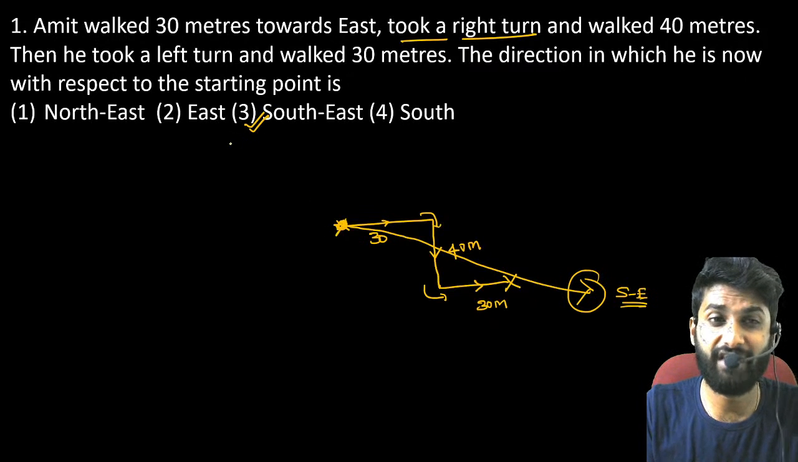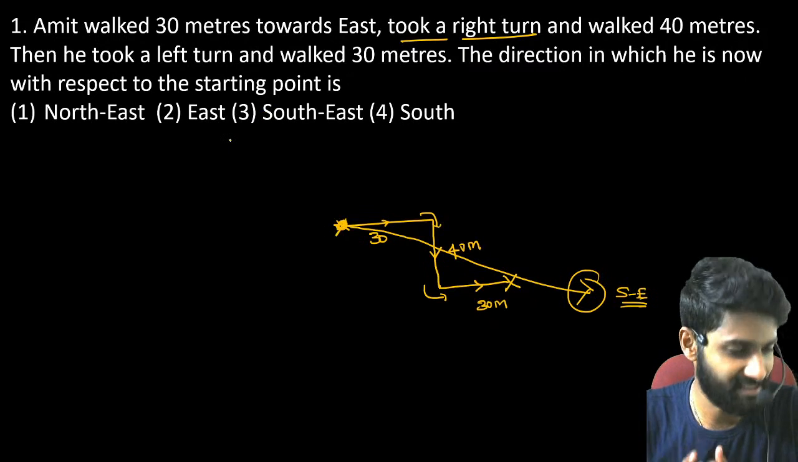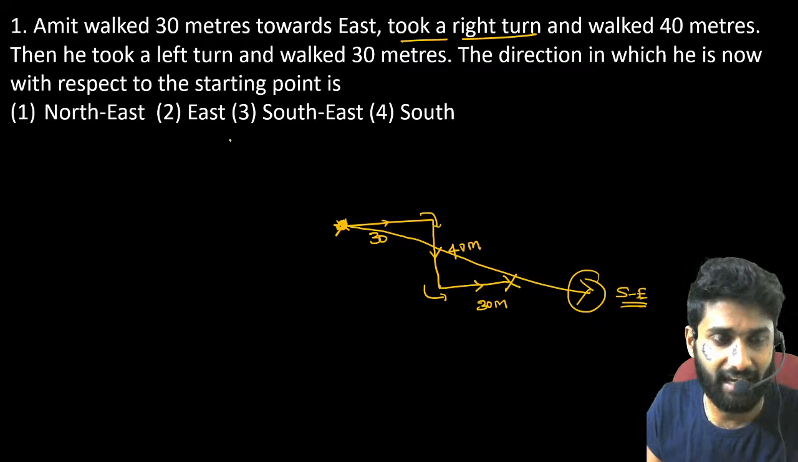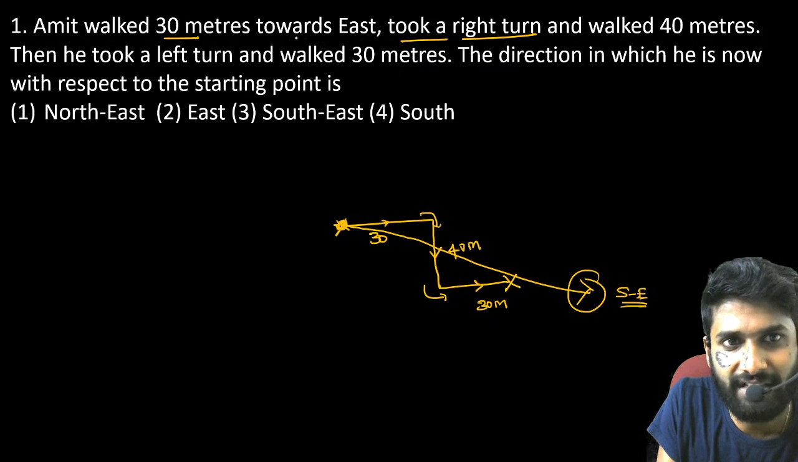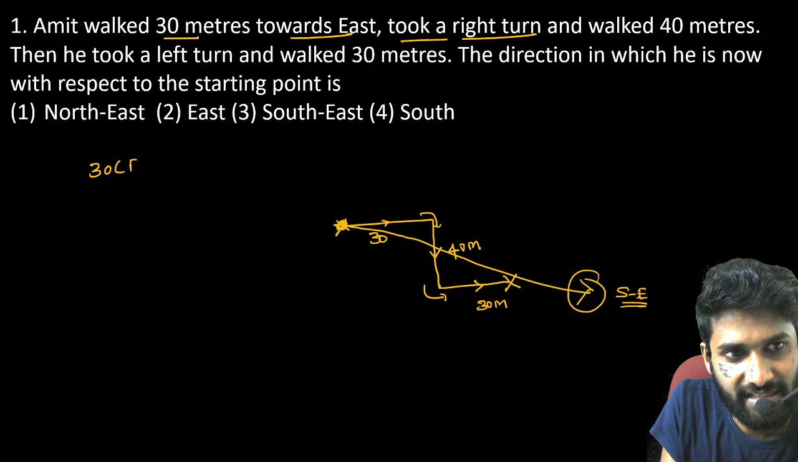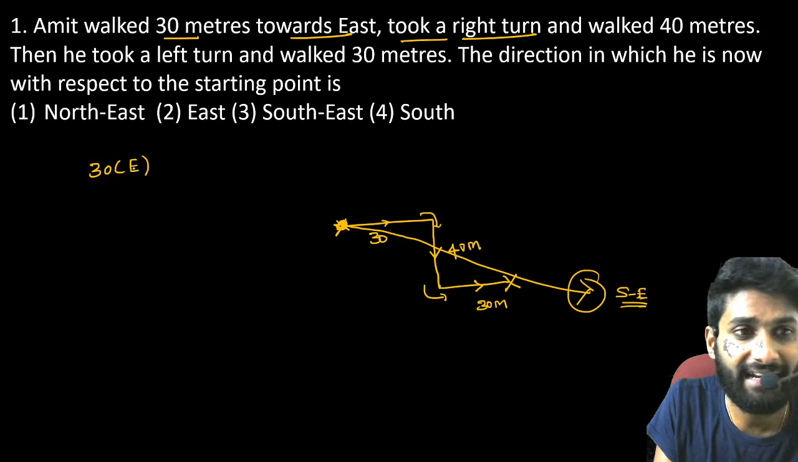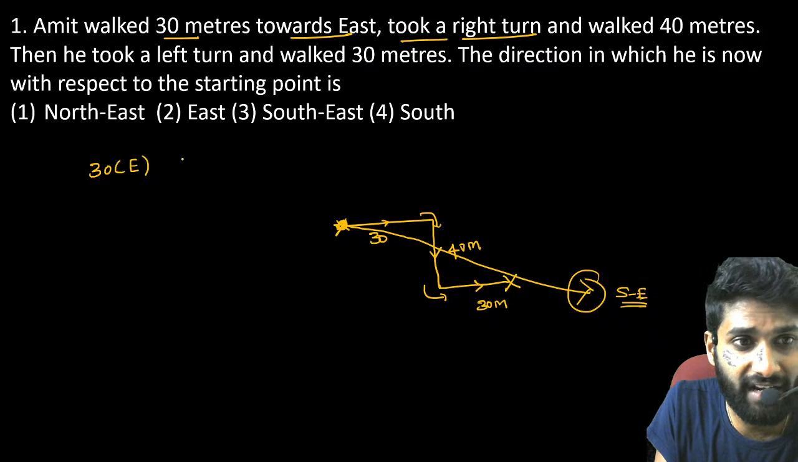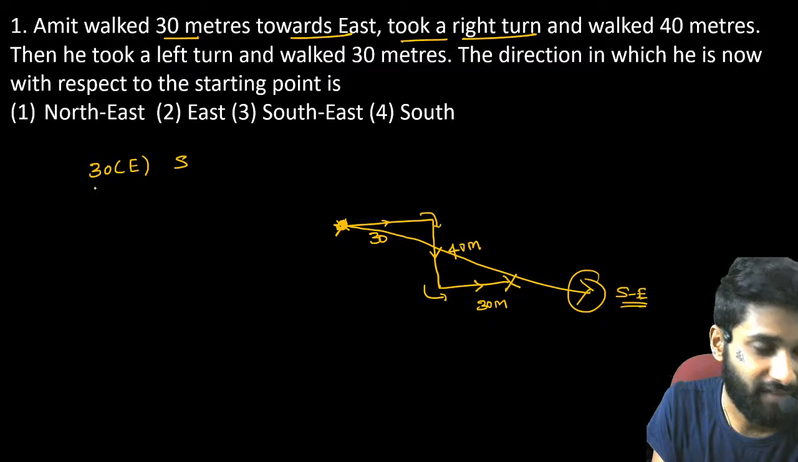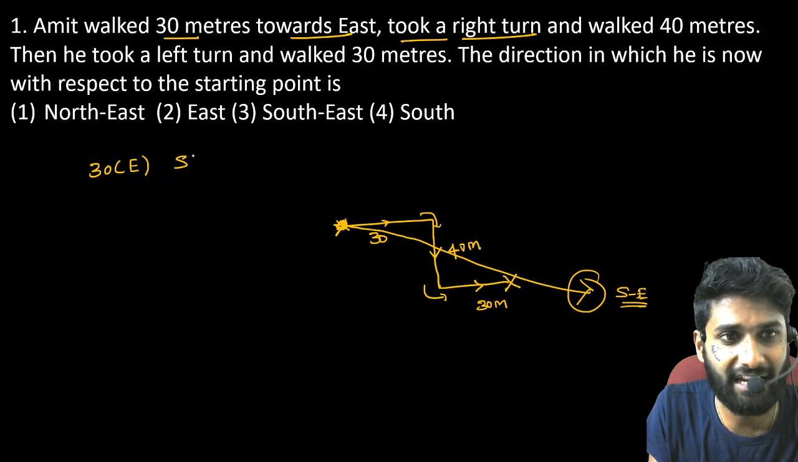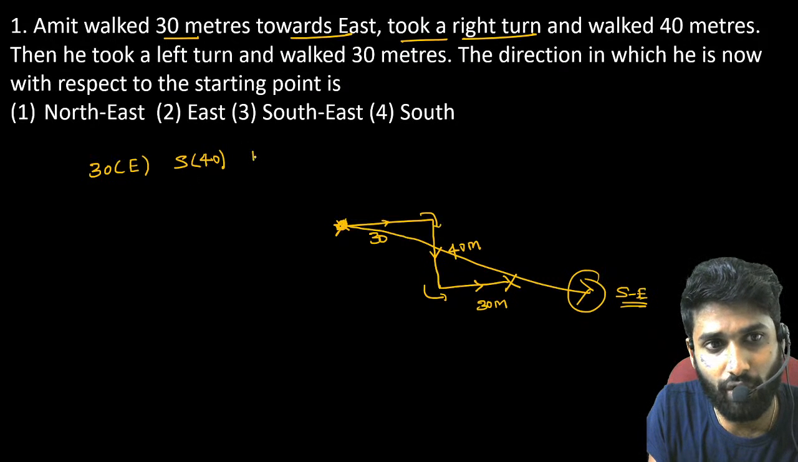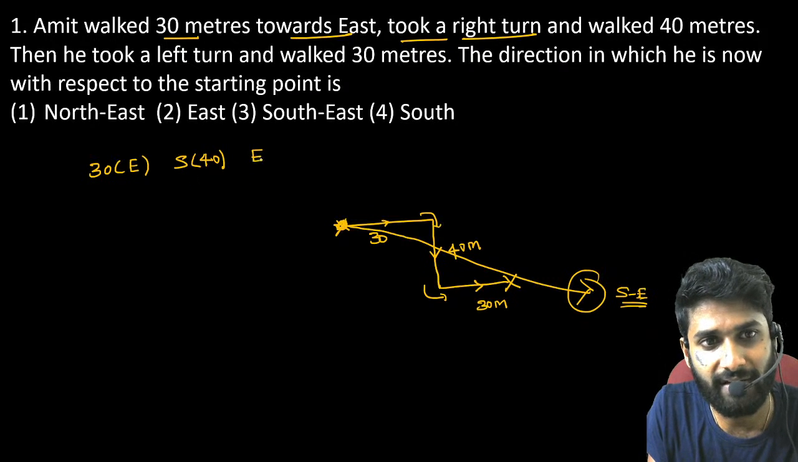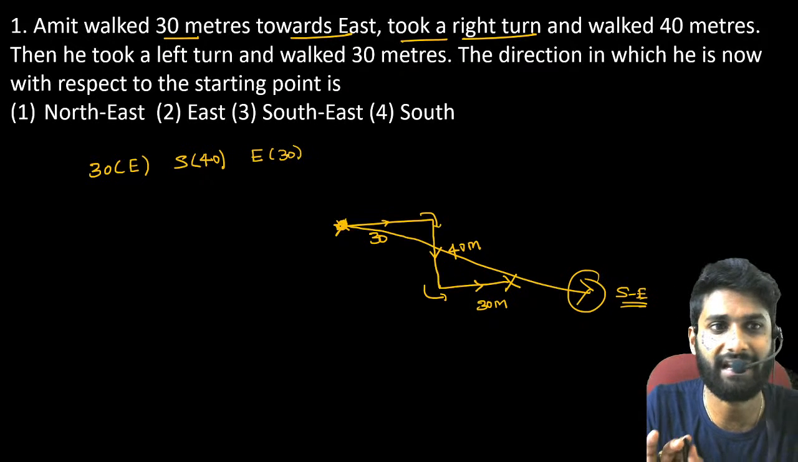Now, guys, without making any diagrams, we can say the answer. Listen carefully. First, just read the information: Amit walked 30 meters towards east. Write down 30 meters east. Next, he took a right turn. East right turn is definitely south. Now he traveled 40 meters. Then he took a left turn. South left turn is exactly east, 30 meters.